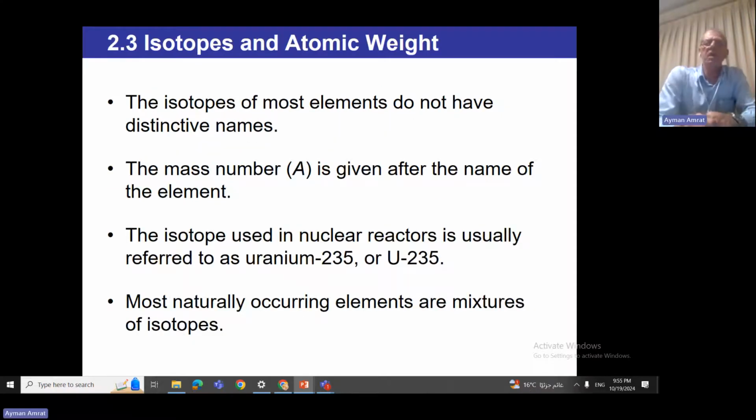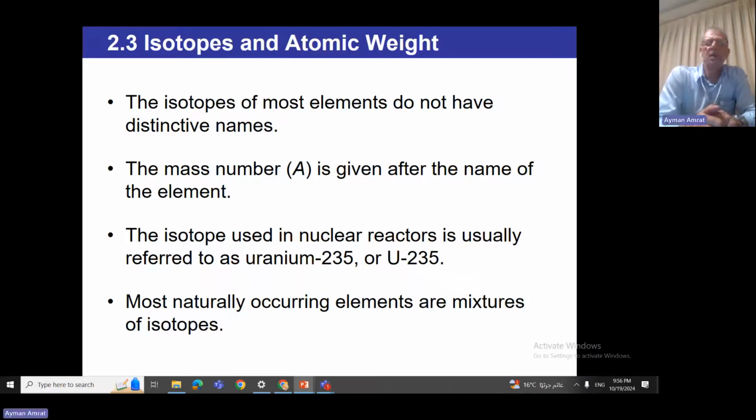The isotopes of most elements do not have distinctive names. So, for example, for uranium, you should write the name, and after the name you should mention the mass number. Uranium 235, the radioactive isotope of uranium. The non-radioactive uranium isotope is uranium 238. To distinguish between 2 isotopes, you should write the name, and after the name you should mention the mass number.